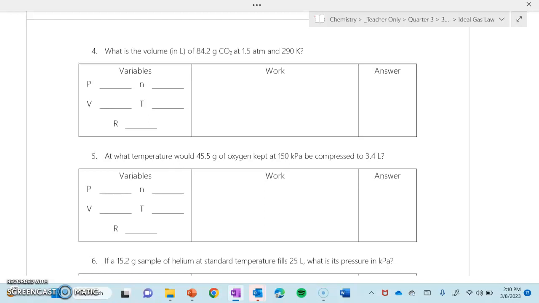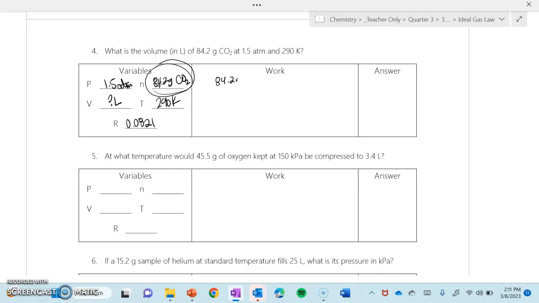It says, what is the volume in liters of 84.2 grams CO2, 290 Kelvin, and 1.5 atmospheres. So that means we're using 0.0821 as our R value. Now, this should be giving you red flags because you cannot plug in grams to the ideal gas law, so we have to start with our conversion.